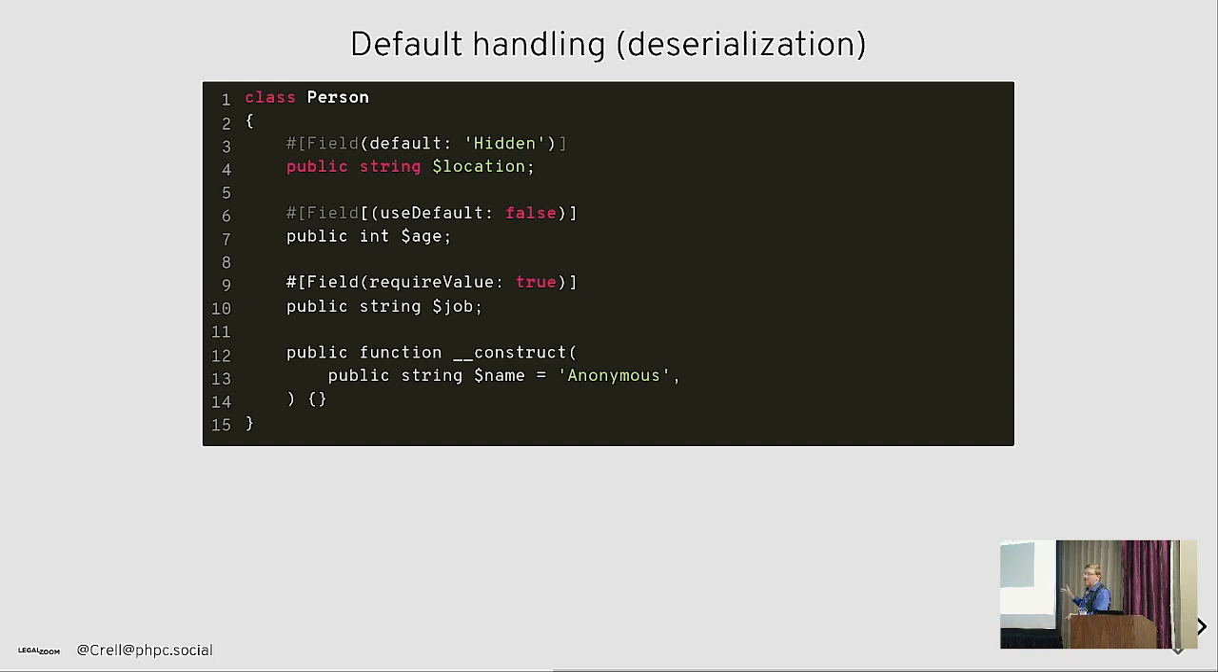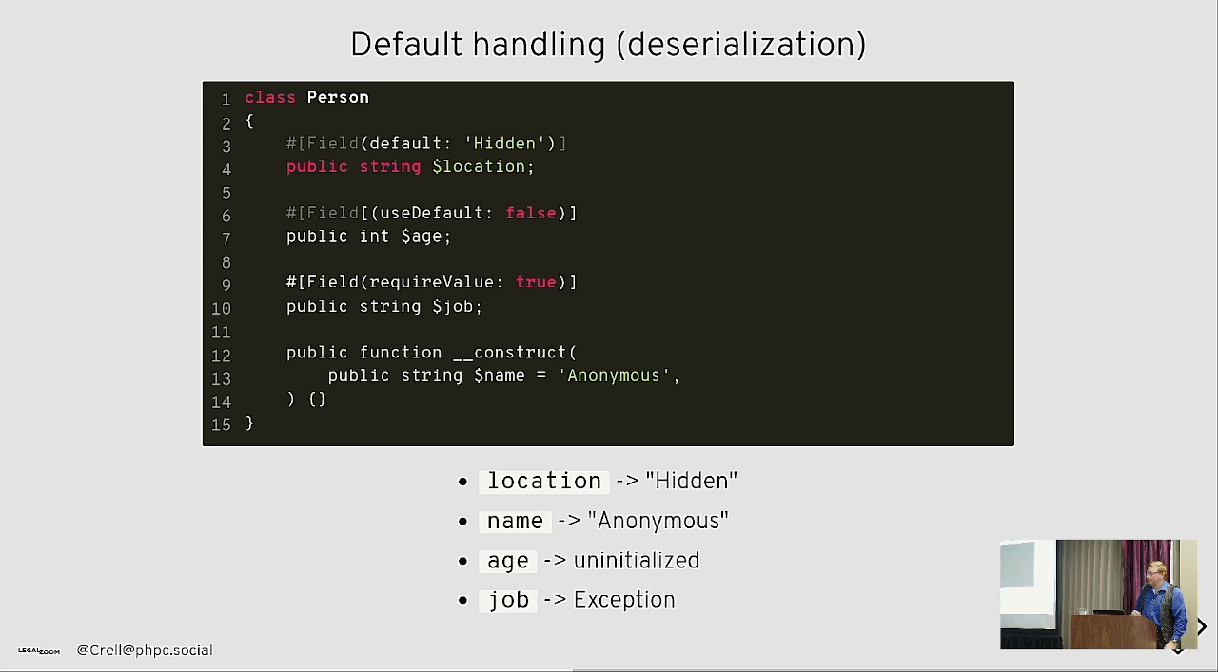Does this mean the object is now invalid? That's up to your business logic. It's up to you if that is what you want to happen. But we can also say, if there's no job field, then that's an error. Just throw an exception, we're done, because that's not OK. And you can actually control this at the class level as well, so apply to all of the properties.